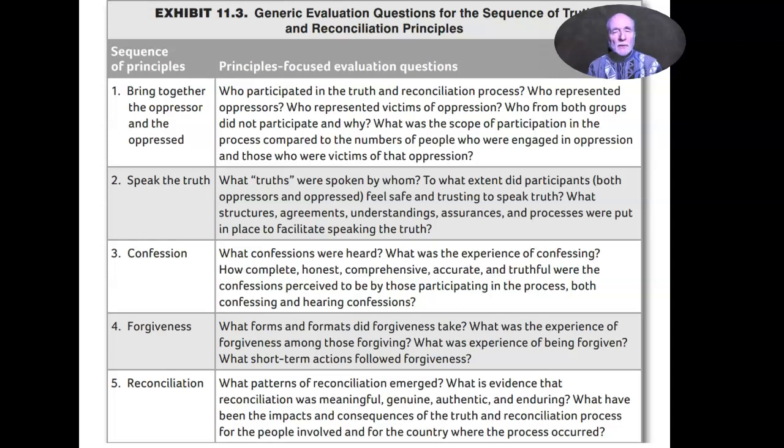These are just samples of examples of evaluating principles. I'm not going to read you the questions for each of the principles. You can pause the video if you want to read them for yourself. The point is that there are evaluation questions that guide the evaluation of the extent to which principles are meaningful, adhered to, and what results from following the principles.